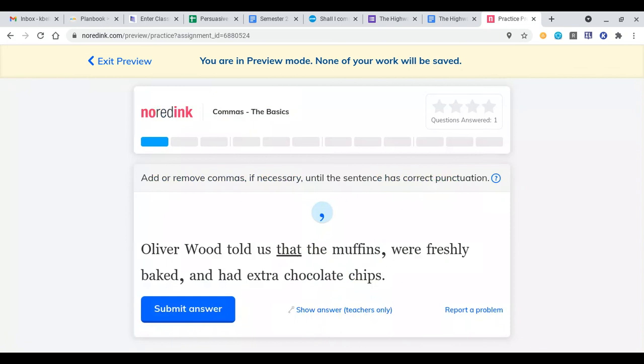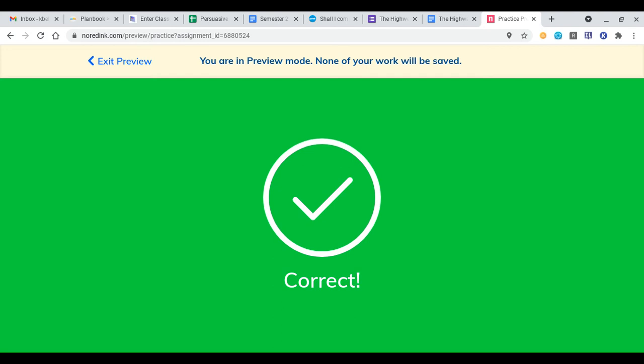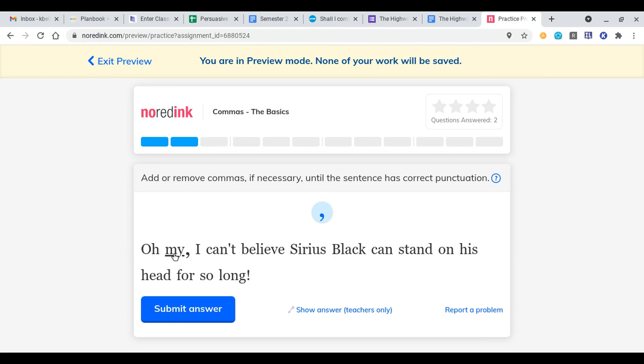Oliver Wood told us that the muffins were freshly baked and had extra chocolate chips. And this one we don't need any commas at all. Oh my, I can't believe Sirius Black can stand on his head for so long. In this one, oh my is like an exclamation at the start of our sentence, so that gets to be separated with a comma, and then we have the remainder of the sentence.